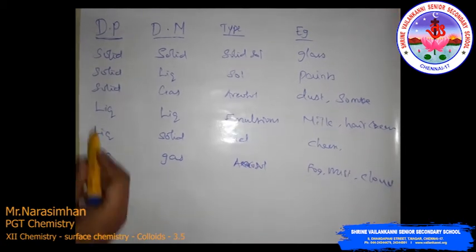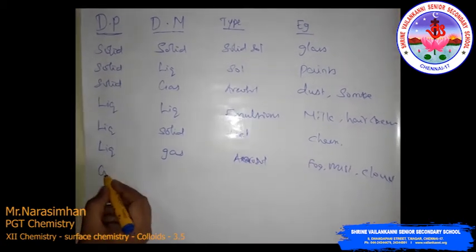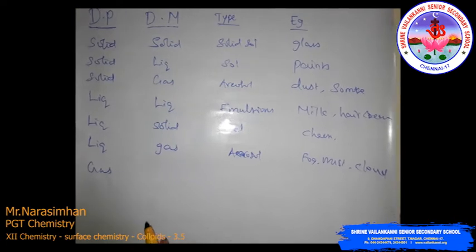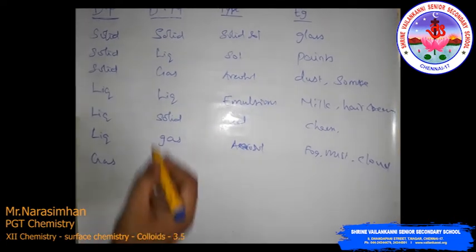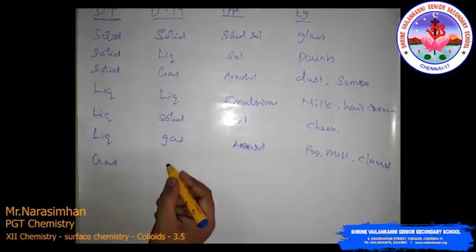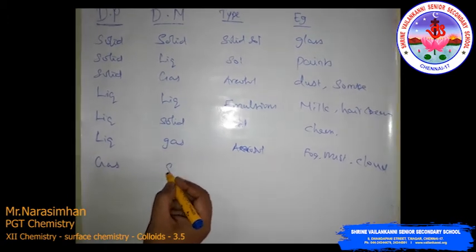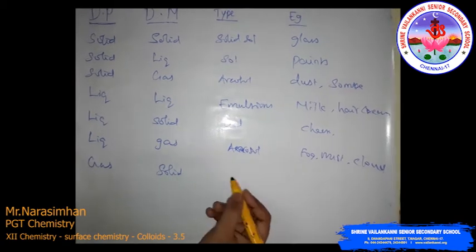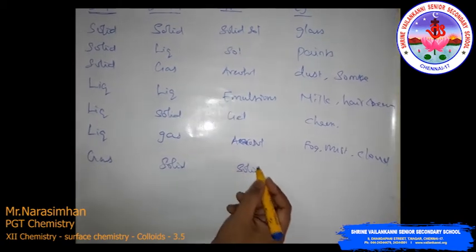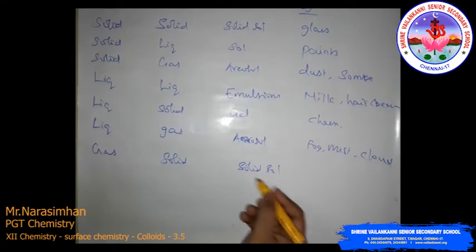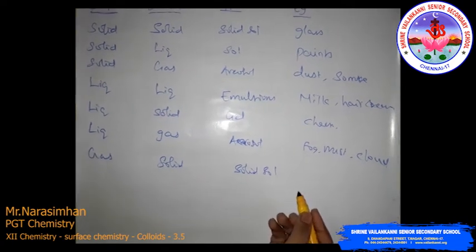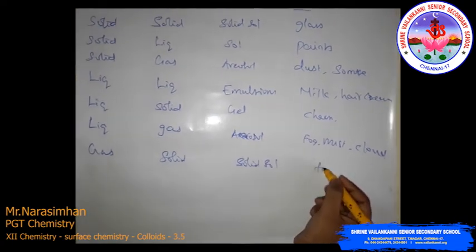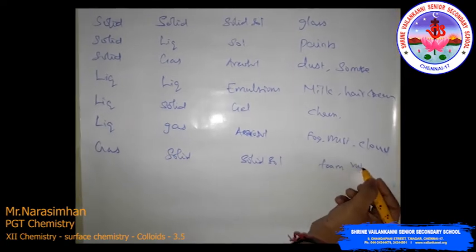Now the third one: the dispersed phase is gas and the dispersion medium is solid. The type of colloid is solid sol. An example is foam rubber.